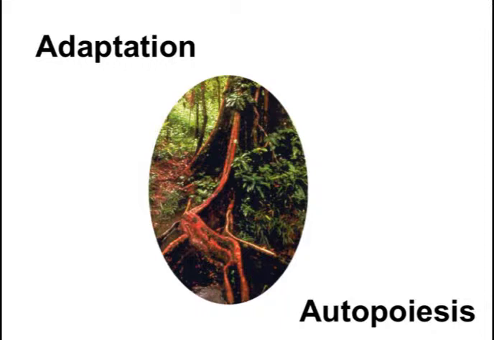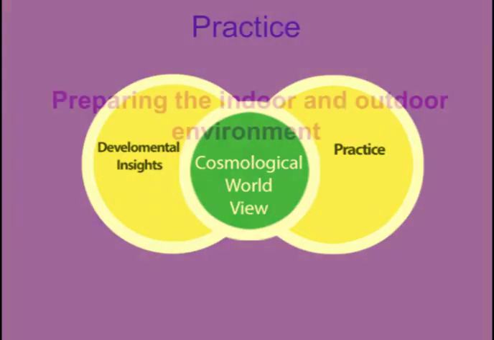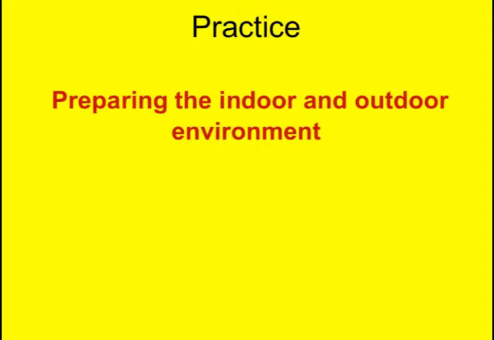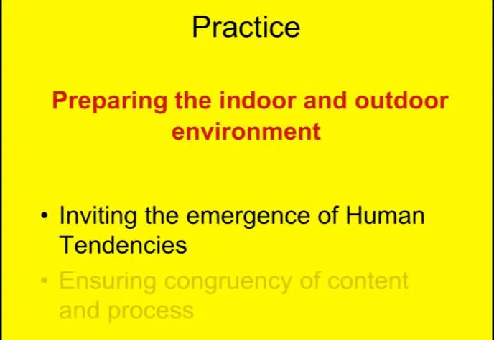The next element that is brought forward is practice. Practice is the creation of prepared environments that invite the expression of the tendencies. Practice: preparing the indoor and outdoor environment, inviting the emergence of human tendencies, ensuring congruency of content and process. Practice is the responsibility of the adult. Experiences are created that enable the learner to interact with the environment.